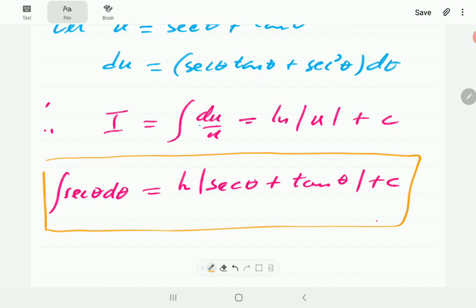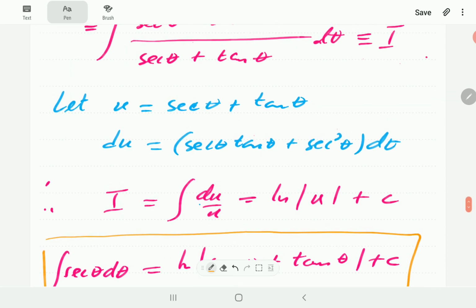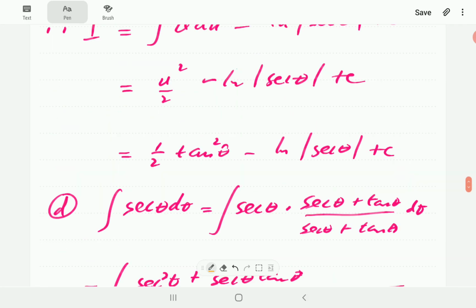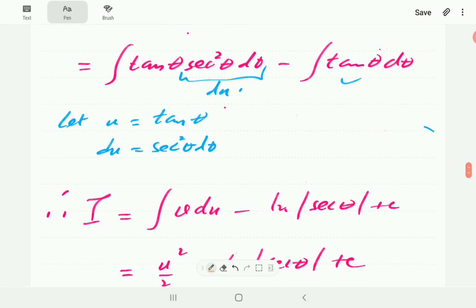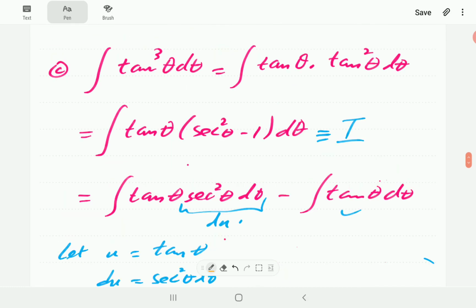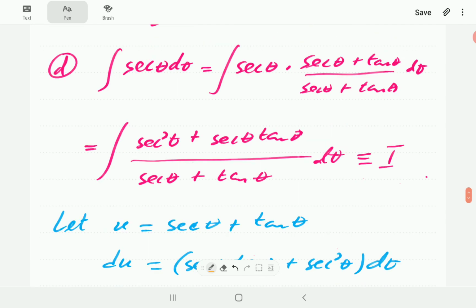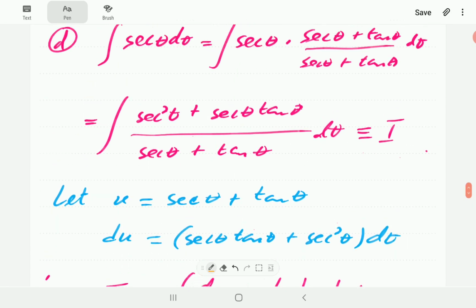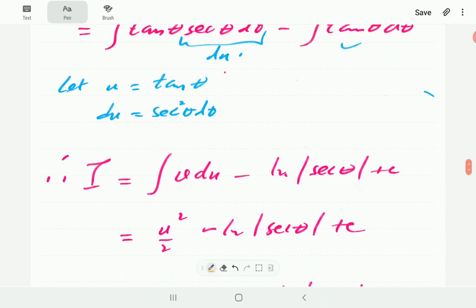Okay, then so that is secant to the power 1. Secant to the power 2, the integral of that, we've just commented that it's just tangent. So what we're going to do is, in the next question in E, we're going to look at secant cubed. However, maybe we will do that in part 4 of this series.